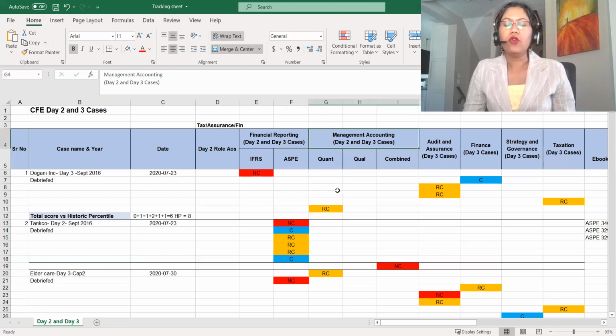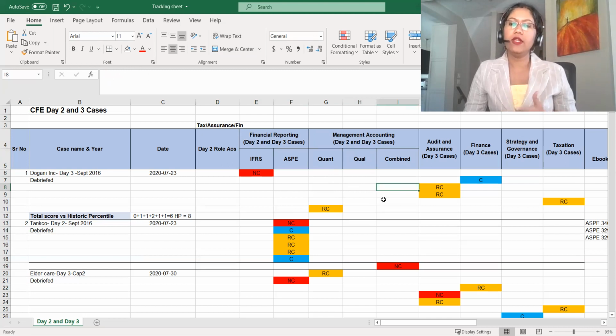Now in management accounting, you will always have to write the quantitative analysis, the qualitative analysis, and the combined. So there is this bifurcation of how you did. Most of the times, for management accounting, there are so many numbers that we tend to focus more on the quantitative aspect of the AOs, and qualitative is not given that much importance, but keep in mind that both have the same importance. So don't miss that.